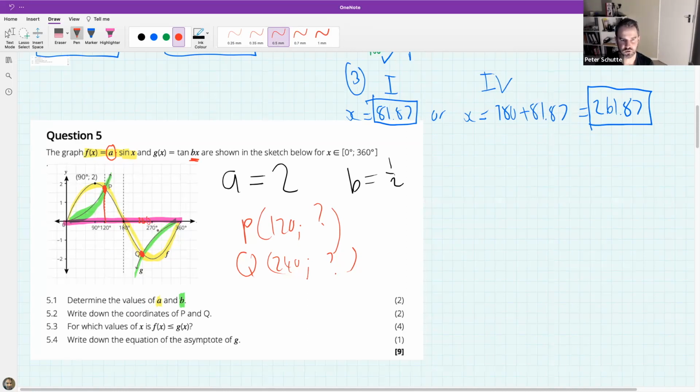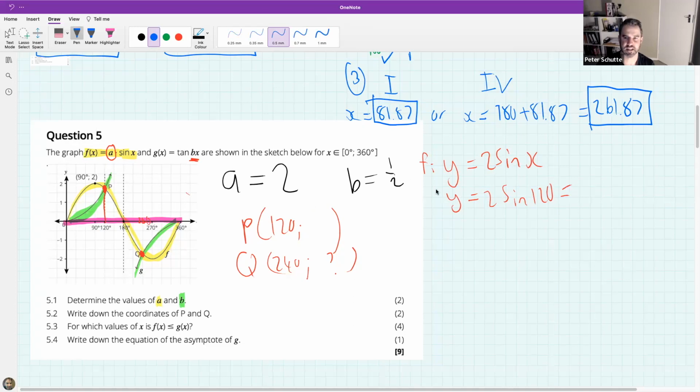If you think of a simultaneous equation, you've found the X value answer, and you now need to find the Y value. So you can put this back into whichever of these two functions you like. You've got the function F, Y equals 2 sine X. If you want to know what goes with P, you could just go 2 times the sine of 120 and get the value over here.